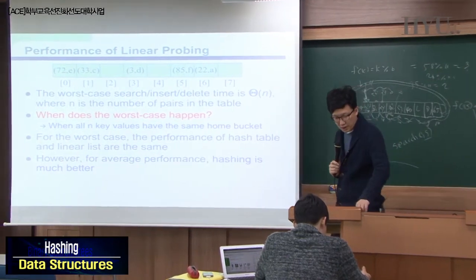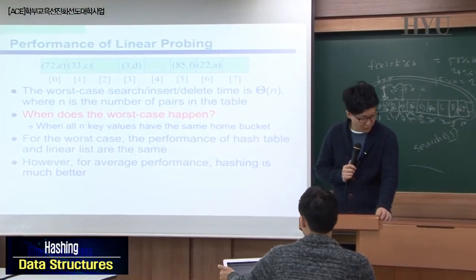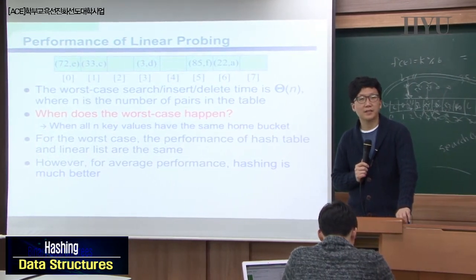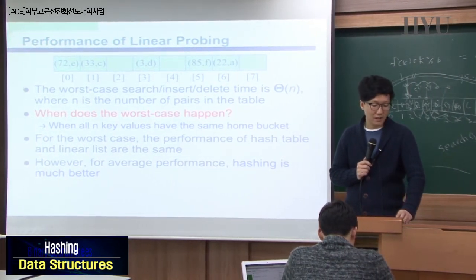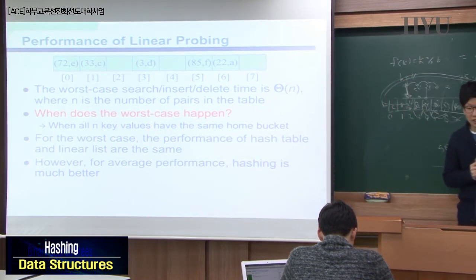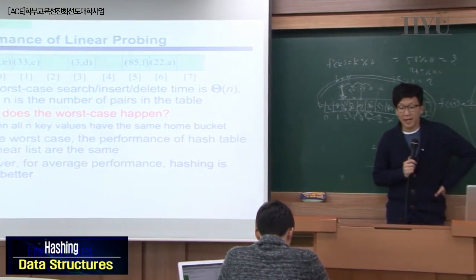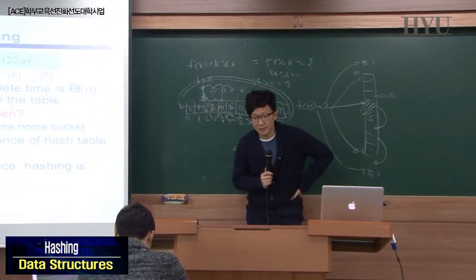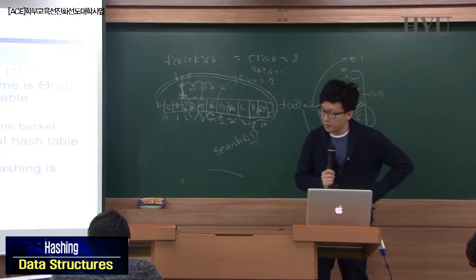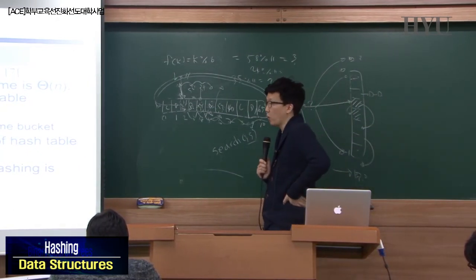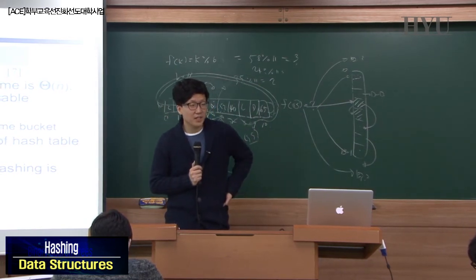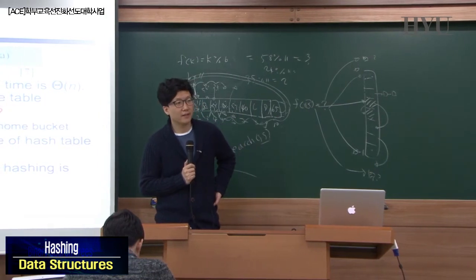So what we're interested in, if we do that, can we still guarantee the good time complexity that the hash table is supposed to provide? Performance of linear probing: the worst case for inserting and deleting time is n, where n is the number of pairs in the table. When does this worst case happen? When all n keys have the same home bucket. In the worst case, you might be looking at n times.